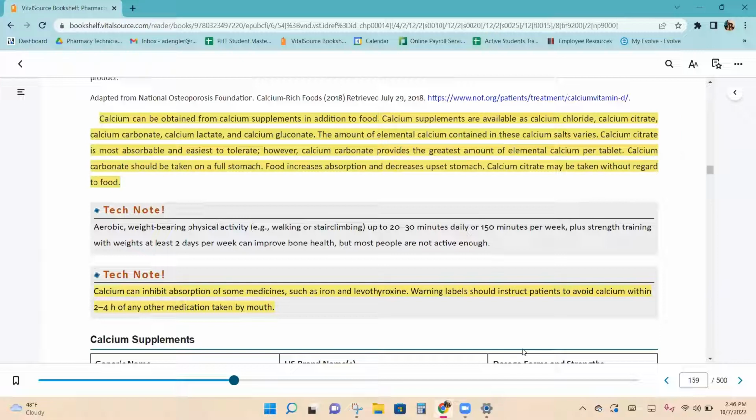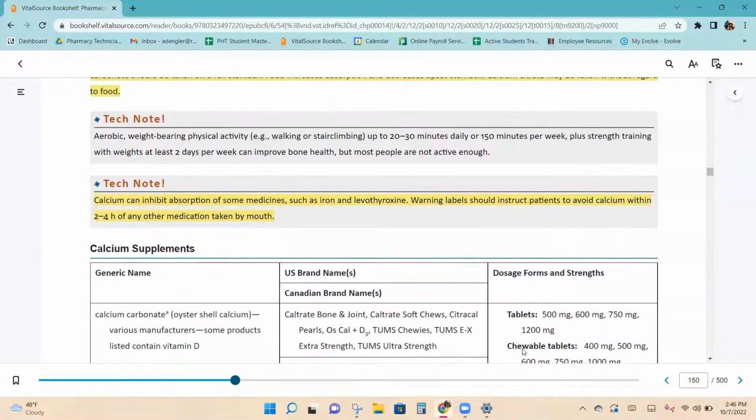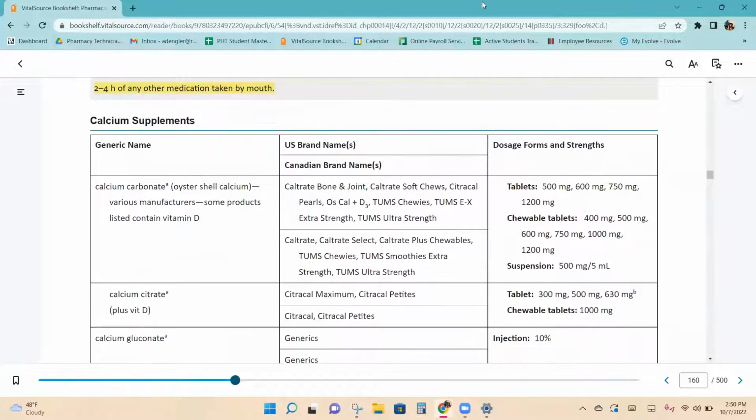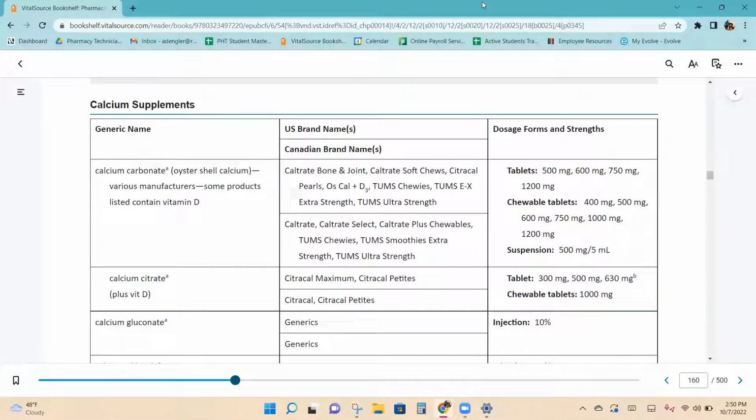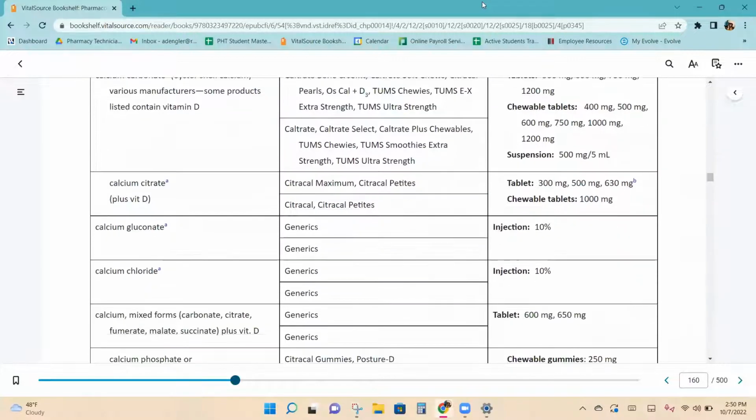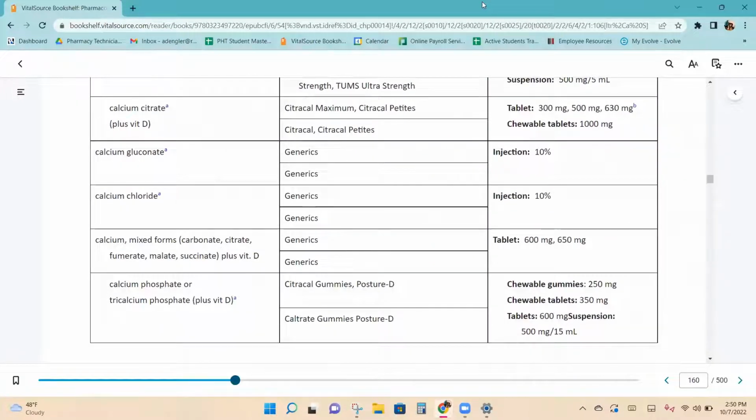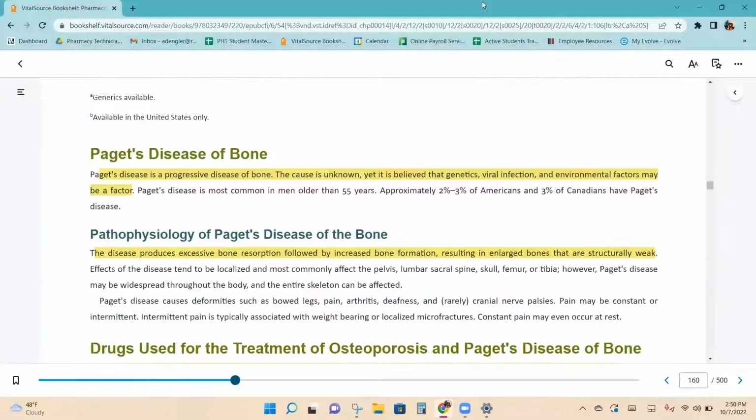Calcium carbonate should be taken on a full stomach. Food increases absorption and decreases upset stomach. Calcium citrate may be taken without regard to food. Calcium can inhibit absorption of some medicines such as iron and levothyroxine. Warning labels should instruct patients to avoid calcium within 2 to 4 hours of any other medication taken by mouth. So this table just lists the calcium supplements available out on the market. There's all of these plus all the different generics, so the store brands, other brands that have formulated those vitamins.